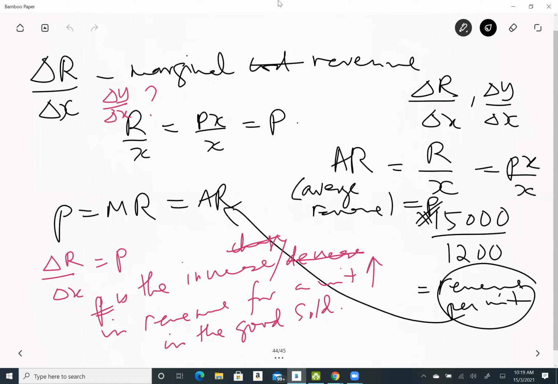Do you understand or not? Okay, somebody try. So if I sell one more unit of the good, then the revenue will increase by how much?